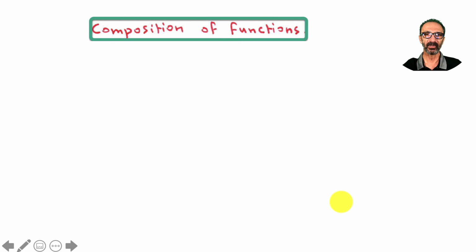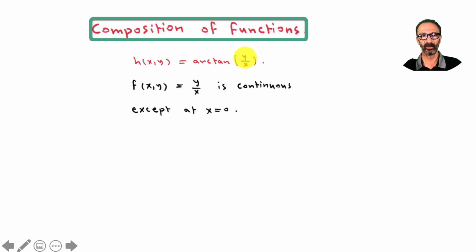How about composition of functions? We did that in lower math. We're going to apply it here quick. If you have a function h of x and y that is arctan, meaning tan inverse of y over x, you could say this is two functions in one. The first function is y over x, and after I finish that, I apply tan inverse. That's my second step, my second function. So we call the first one, let's say, f of xy, which is y over x. It's continuous, except at x equals 0. Of course, because it's not defined at 0.